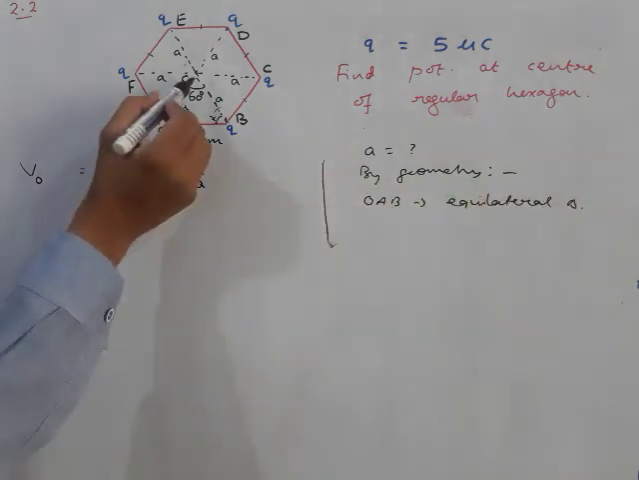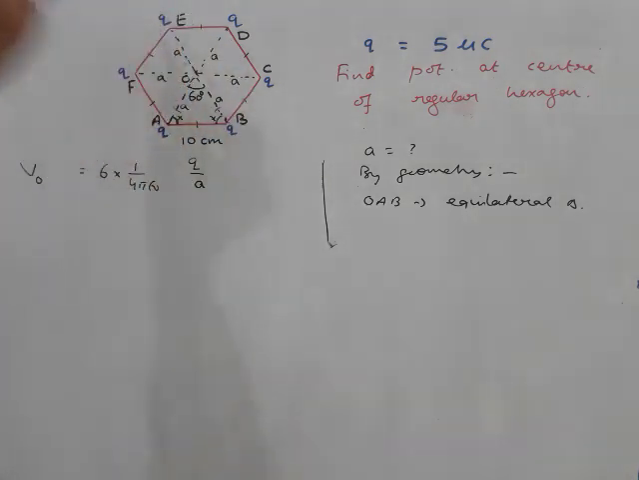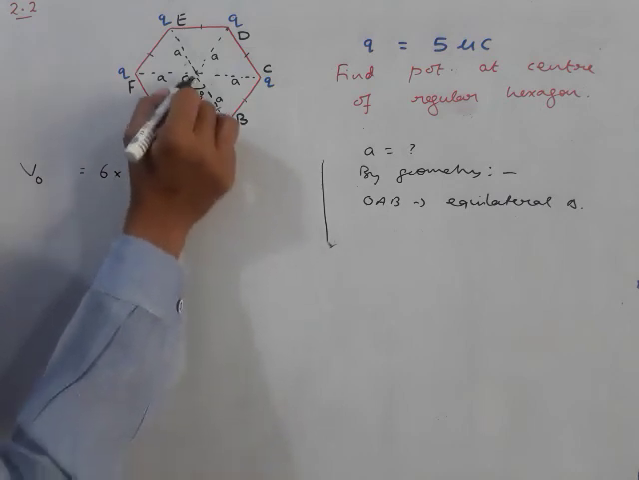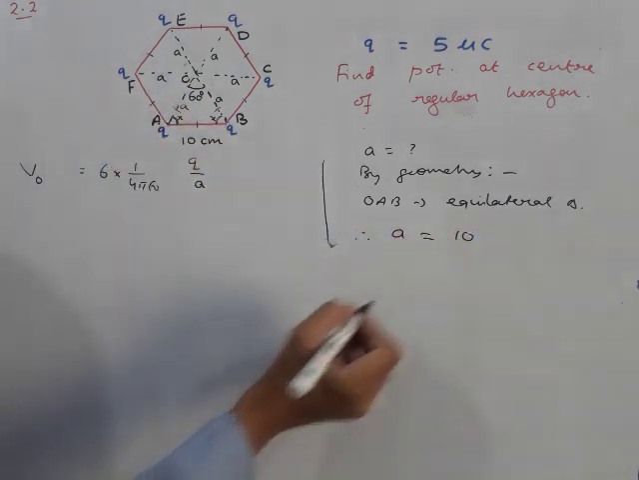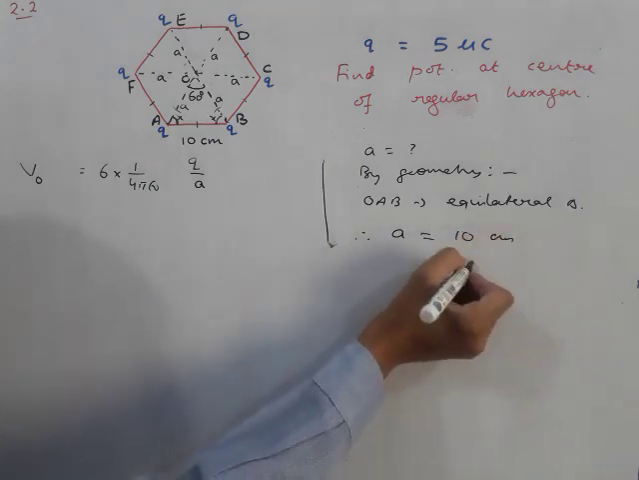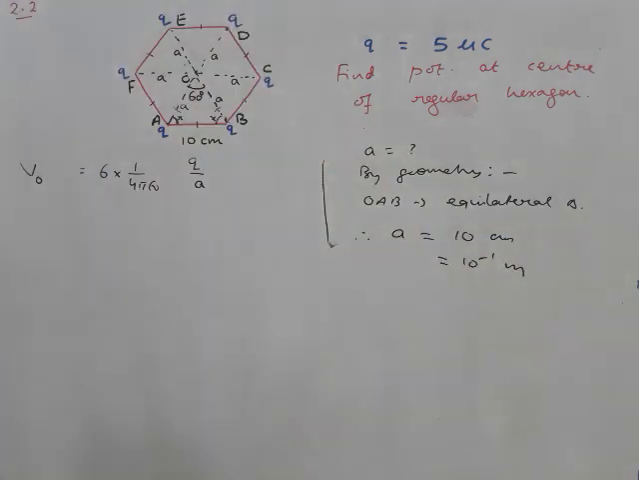Equilateral triangle. Likewise, OBC, OCD, OED, all these triangles are equilateral. If this is 10 centimeter, each one of them must be 10 centimeter. Therefore, this gives us the value of A as 10 centimeter, that is 10 to the power minus 1 meters. 10 by 100 meters, that is 1 by 10 meters.